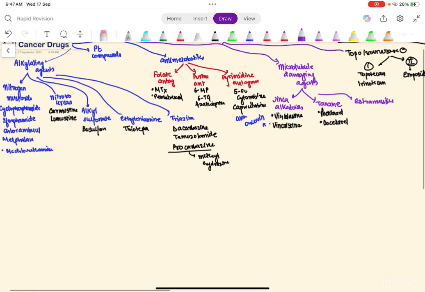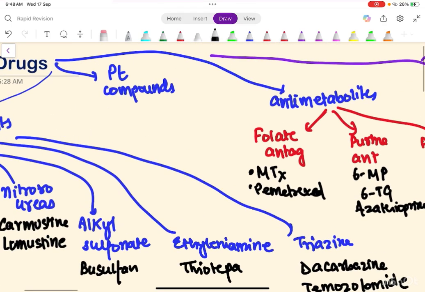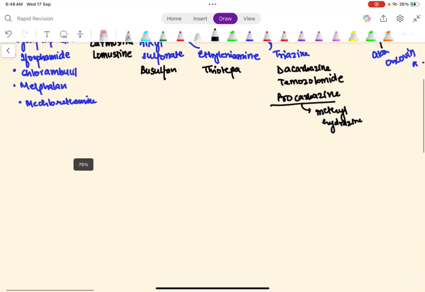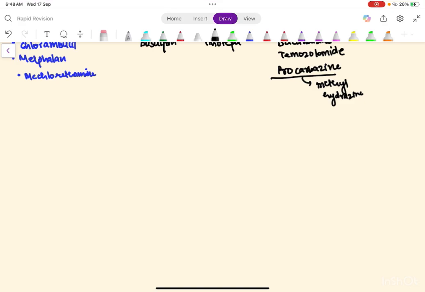And I forgot to write the platinum ones. So this we all know: cisplatin, carboplatin, and oxaliplatin. Alright, now this is the basic classification. Now let's talk about the first drug class, that is alkylating agents.